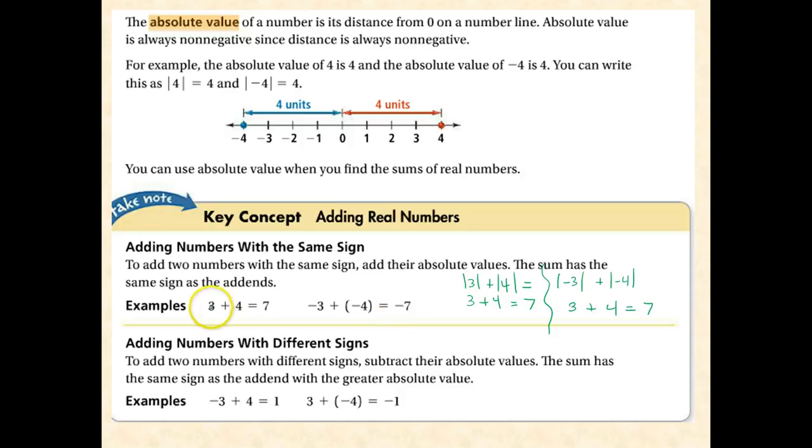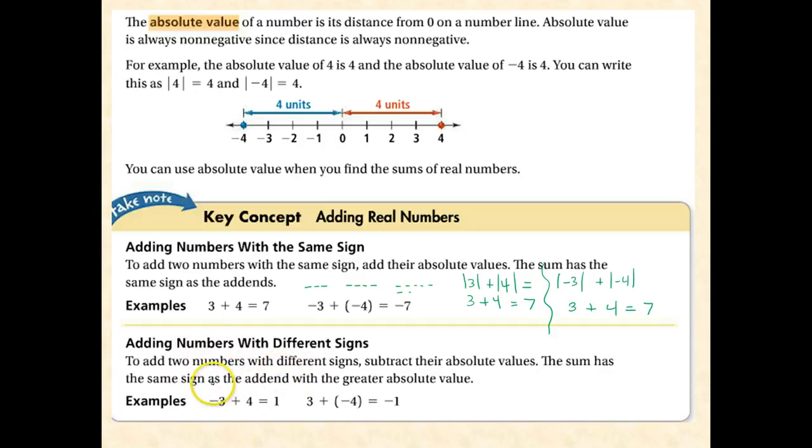Here's how I remember it. 3 plus 4 is 7. Okay, you should have that one down by now. Negative 3 plus negative 4, here's how I think of it. I think of it as 3 negatives plus 4 negatives equals 7 negatives. Fair enough?